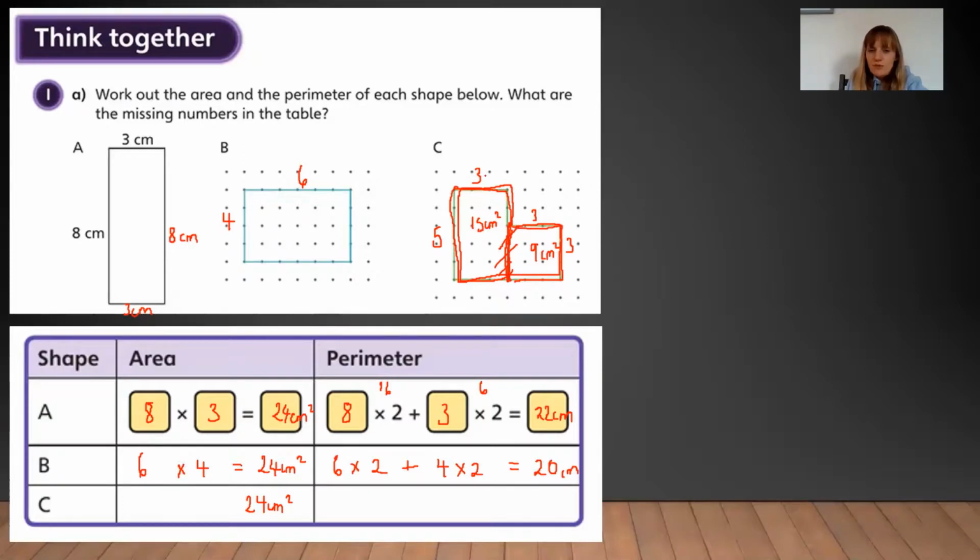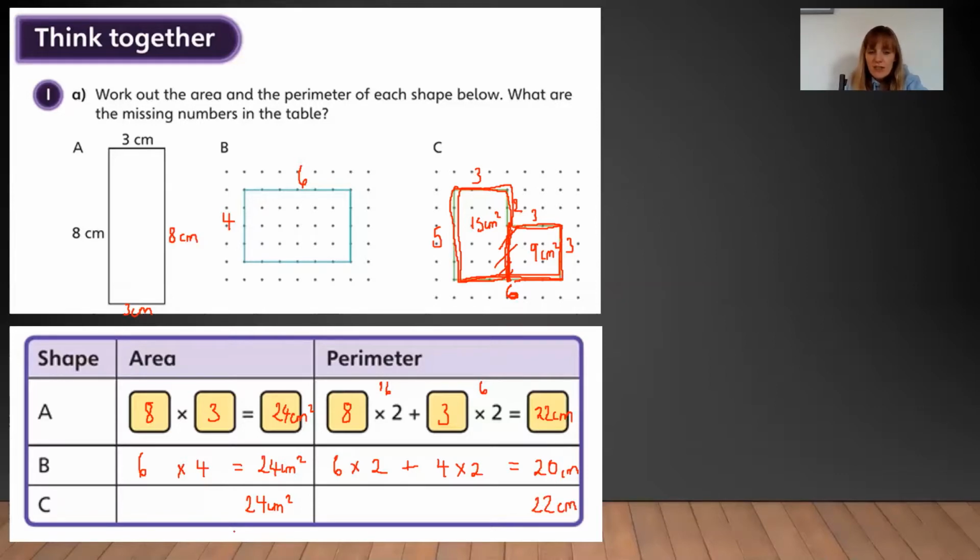So we would do 3, add 5, which would give us 8. And then there's another, it depends how you do it here. This all together along this edge is 6. So we had 8 altogether, add 6, that gives us 14. Add another 3, that gives us 17. Add another 3, that gives us 20. Add another 2 just here up this side, that gives us 22 centimetres as a perimeter for this one.